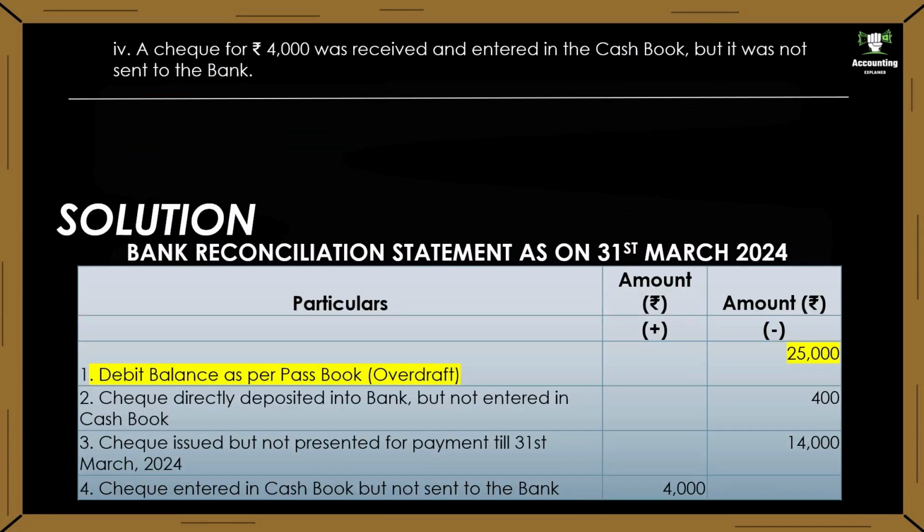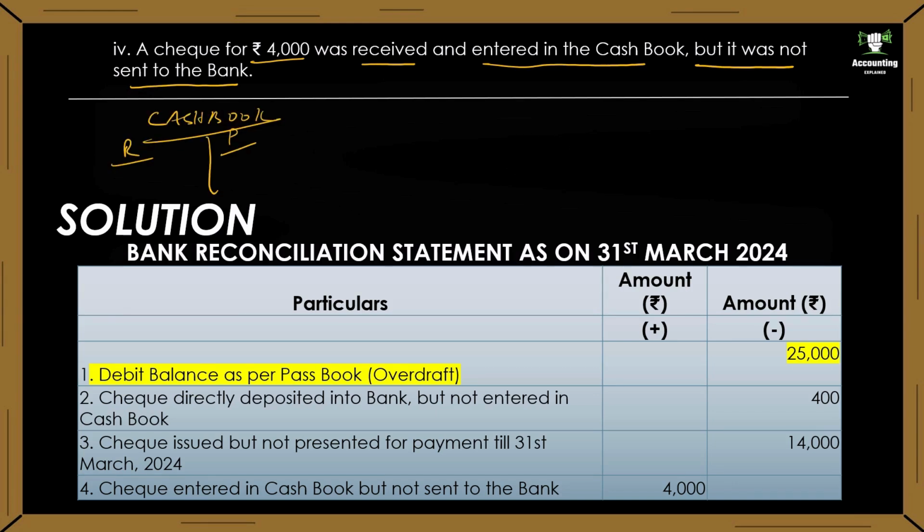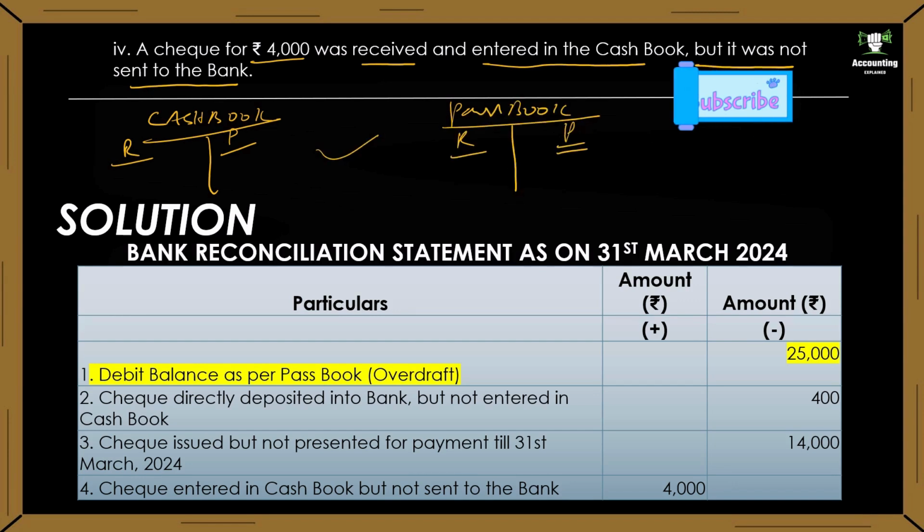The fourth transaction is a check for rupees 4,000 that was received and entered in the cash book, but it was not sent to the bank. So cash book, receipts, payment, passbook, receipts, payment. Again and again I am writing this because I want you to be thorough with the format of the cash book and the passbook. If you are thorough with the cash book and the passbook, you can solve any BRS problem without any mistake.